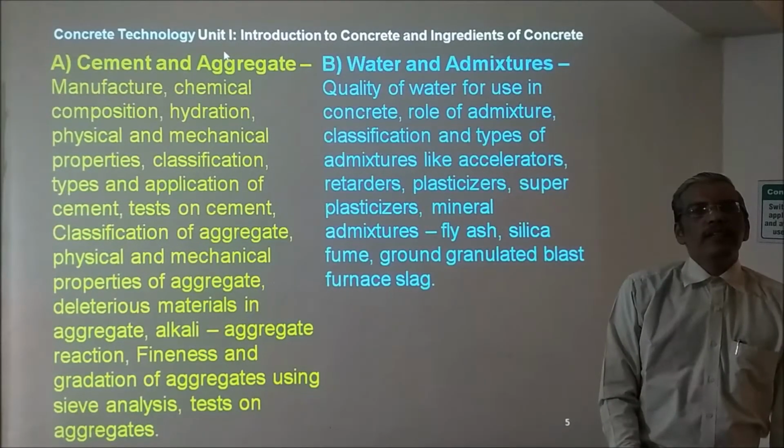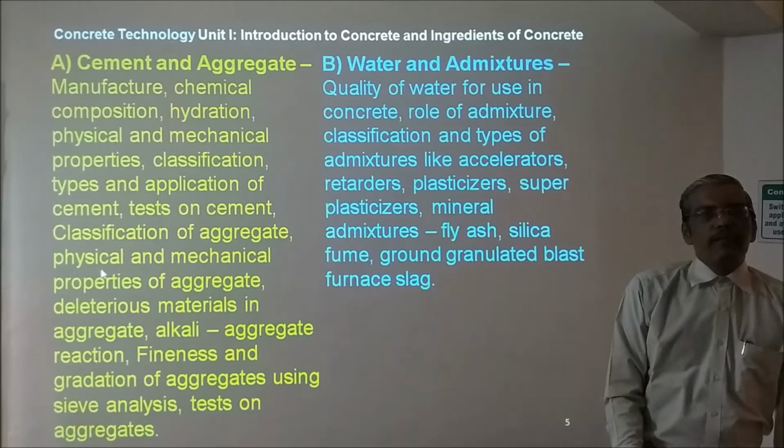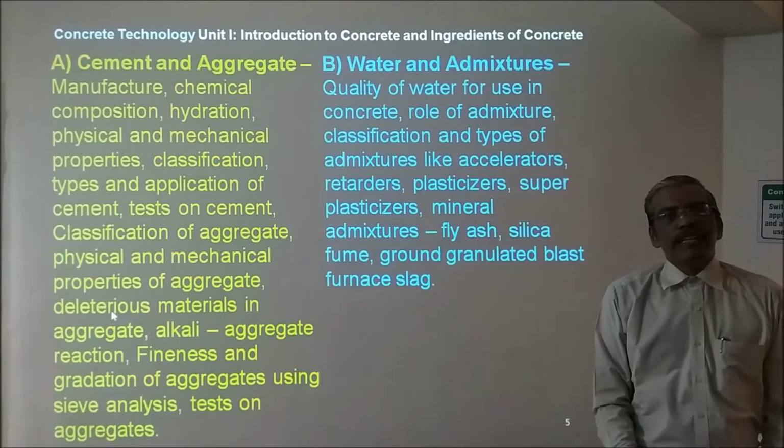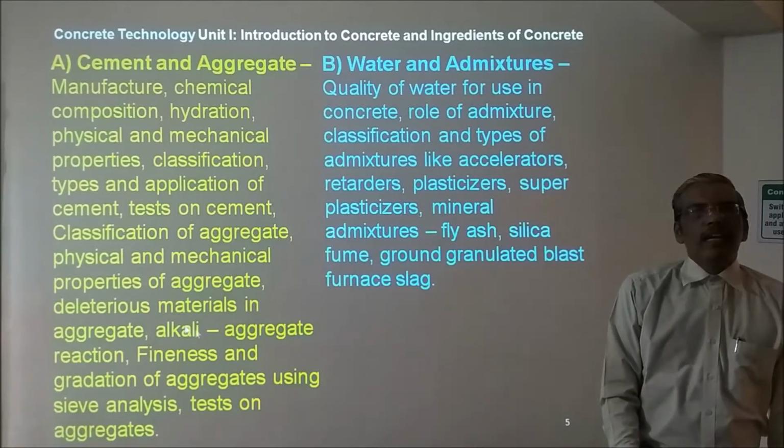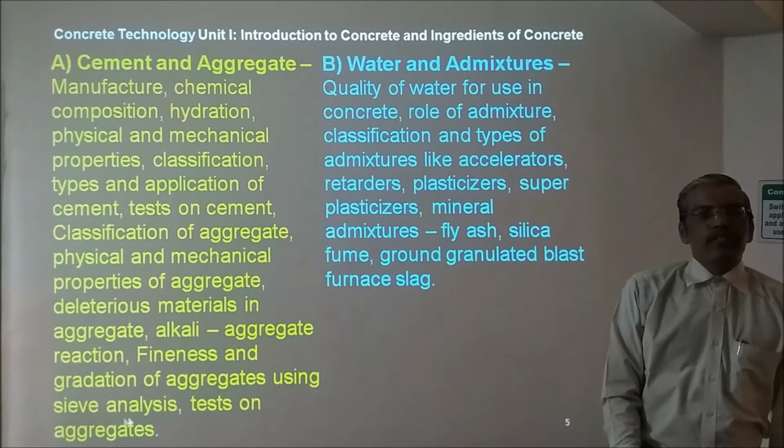So unit number 1, Introduction to Concrete and Ingredients of Concrete. It includes part A and part B. Part A includes cement and aggregate, which includes manufacture, chemical composition, hydration, physical and mechanical properties, classification, types and application of cement, test on cement, classification of aggregate, physical and mechanical properties of aggregate, deleterious materials in aggregate, alkali aggregate reaction, fineness and gradation of aggregates using sieve analysis, test on aggregates.